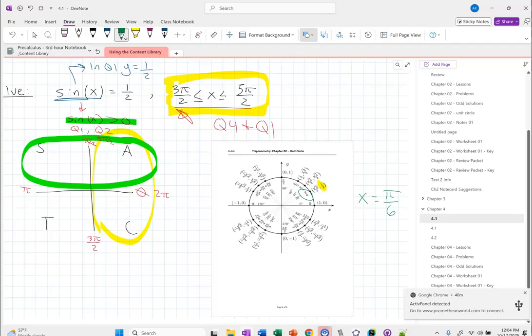Small problem. Is pi over 6 between 3 pi over 2 and 5 pi over 2? No. Is it too big or too small? Too small. What should I do? Add 2 pi. Is everybody okay?